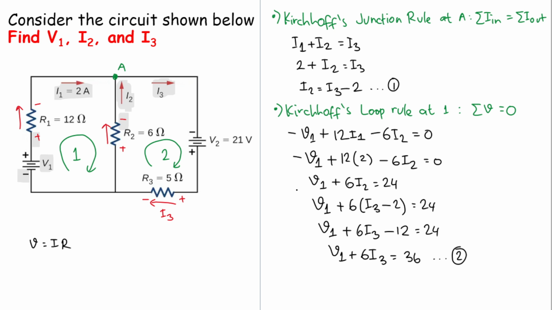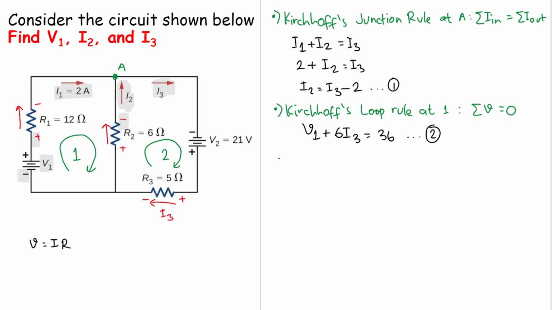Now let's do another loop rule, but this time at loop 2. However, we need to clean this up first. Okay, now let's do it at loop 2. At loop 2. And again, we have the sum of the voltage is equal to 0. Let's start from this battery here, and then it enters from negative terminal. So we will have negative sign. And then the voltage here is 21. Good. And then the loop here entering from the positive terminal. So I will have plus sign.